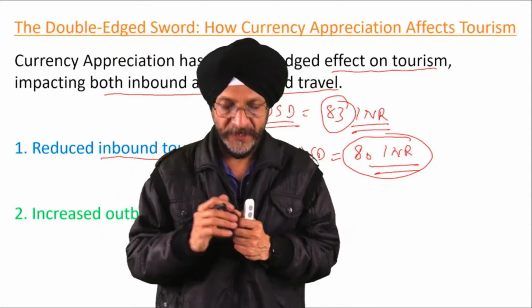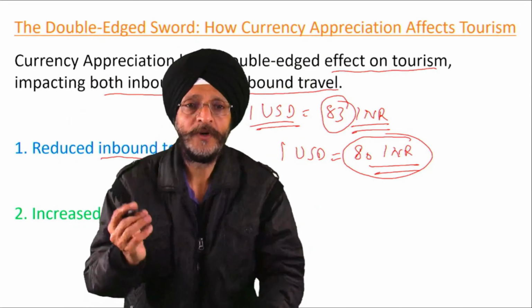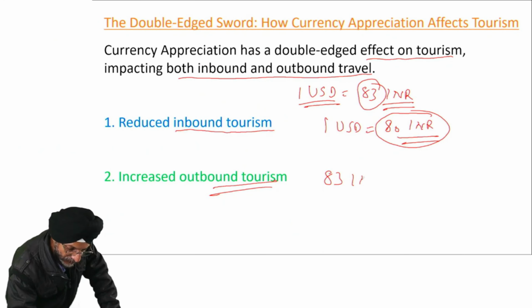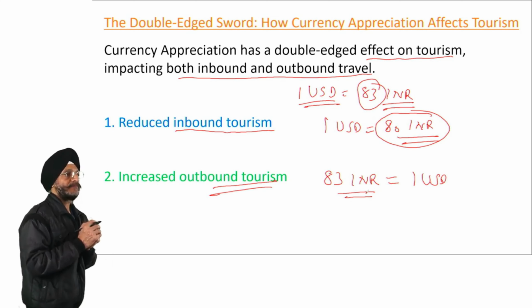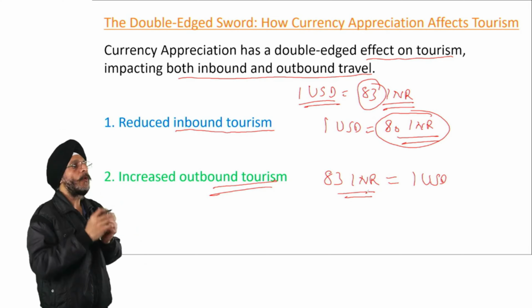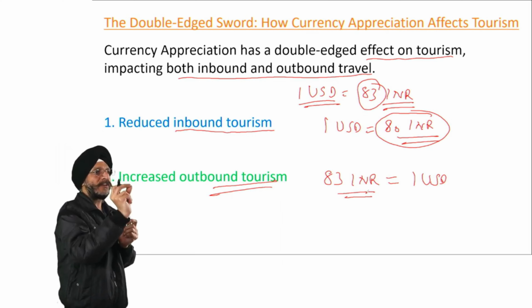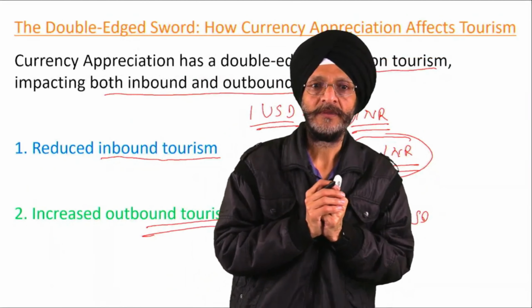In other words, it makes international travel more affordable. How does it happen? Suppose at present 83 Indian rupees is equal to 1 US dollar. So if an Indian wants to go abroad, say to the USA, then to get 1 US dollar, he will have to pay 83 rupees.